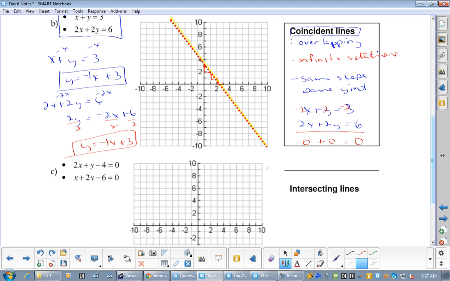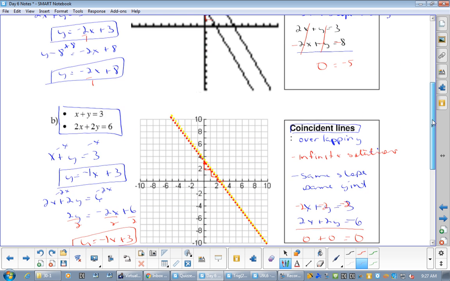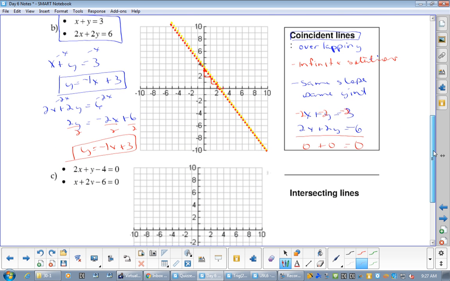Therefore, they're probably coincident lines, okay? So, that is when you will get no answers. That is when you get infinite answers.